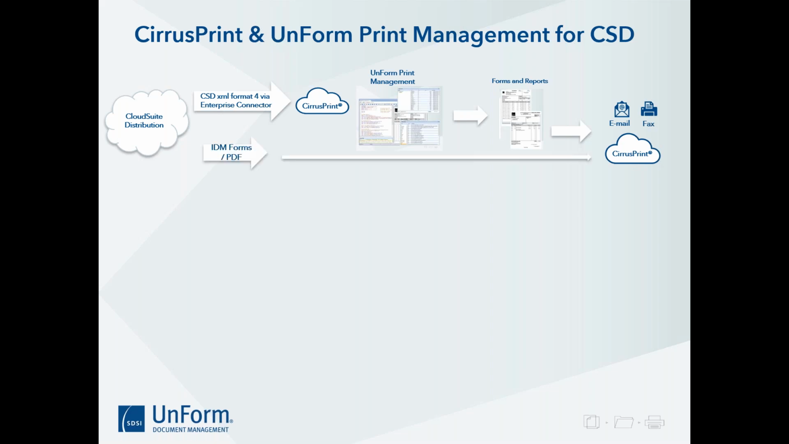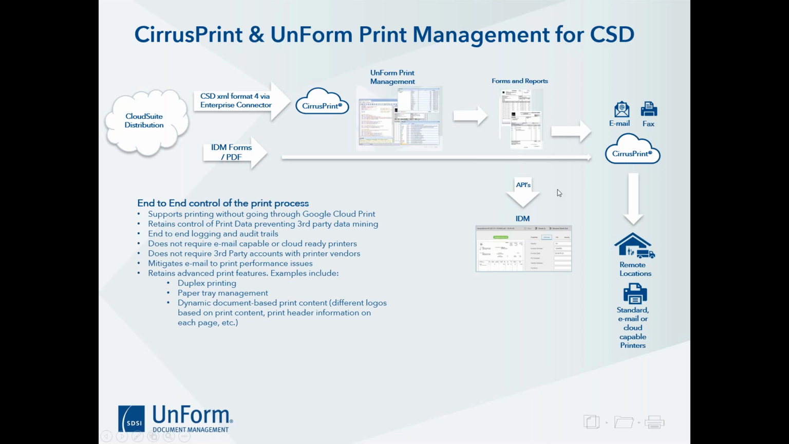At the same time, we can take the IDM forms or PDF documents, push those over to CirrusPrint, and then again, deliver them to remote locations using either standard printers or whatever printers you've got there. We can also push the forms and reports that have been generated by UnForm using the APIs into IDM, if you so desire. And what this does is give you complete control of the entire process.